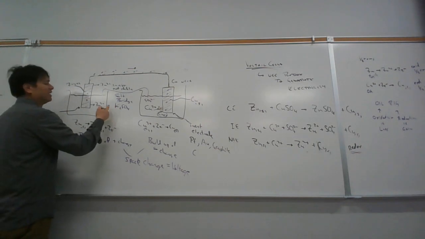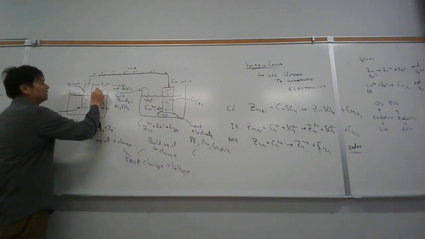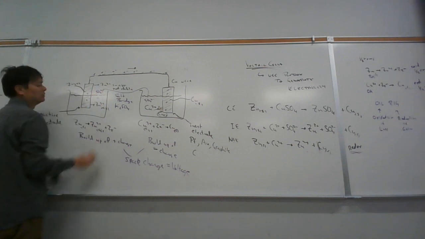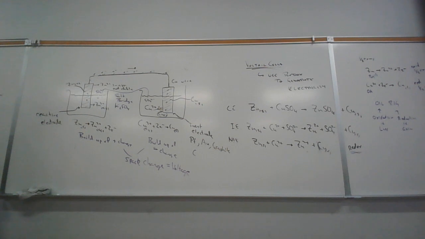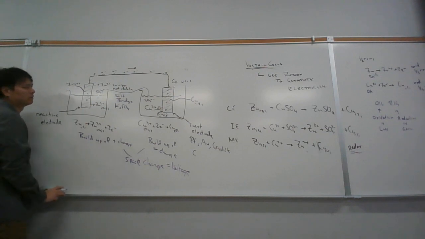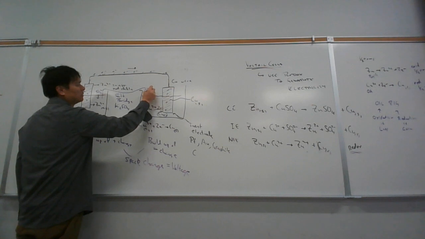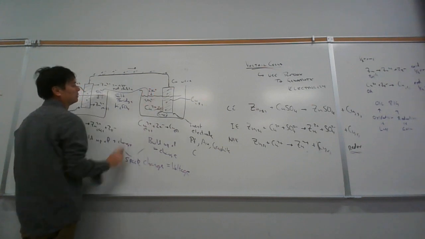So in the salt bridge, for every Zn2+ that forms, one sulfate ion moves into the solution here in the salt bridge. And it's just a solution. Eventually, everything's going to mix. For every copper 2+ that's lost here, 2 potassiums move into the beaker here.